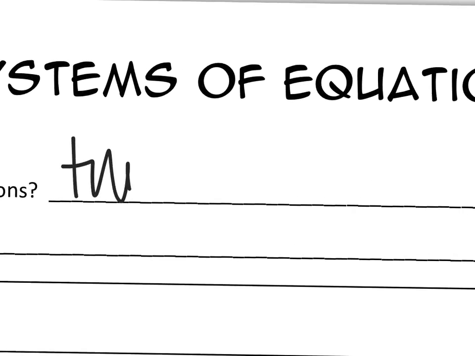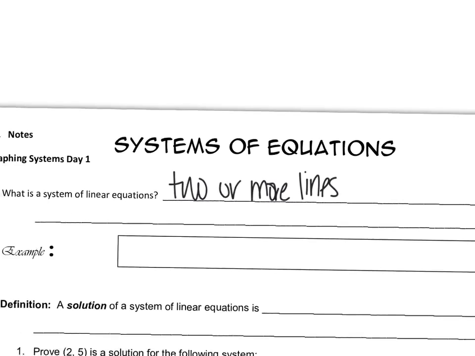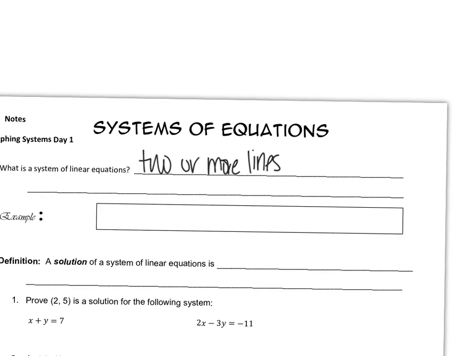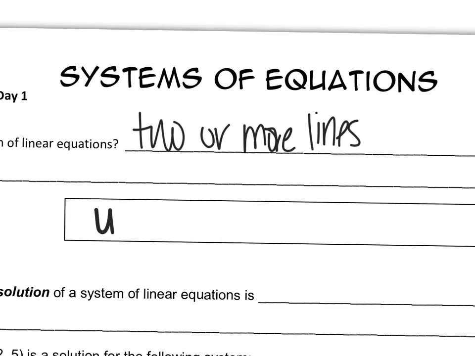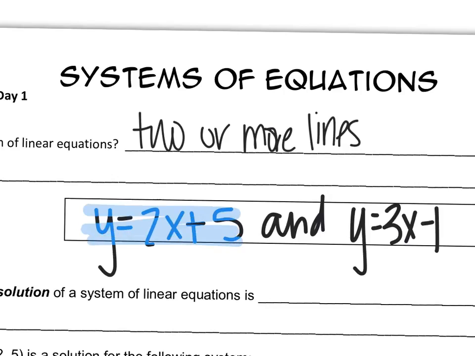Two or more lines. At least for everything you're going to learn in Algebra 1, a system of linear equations is going to be two or more lines. So, for example, a system of equations would be y equals 2x plus 5 and y equals 3x minus 1. That would be a system of equations because it has two equations. The first equation is 2x plus 5, and the second equation is 3x minus 1.